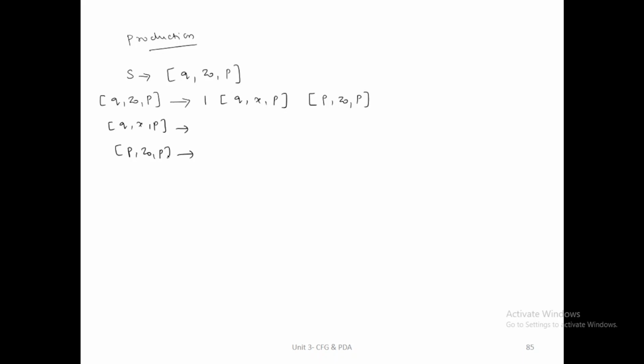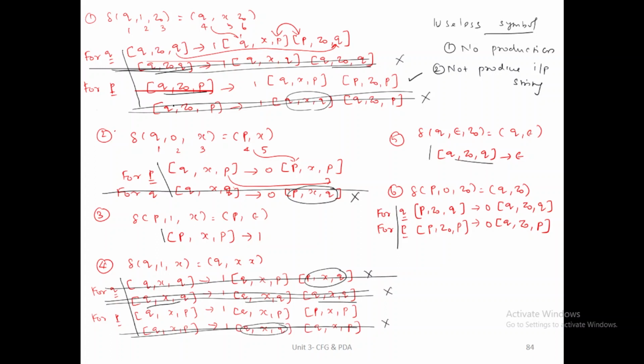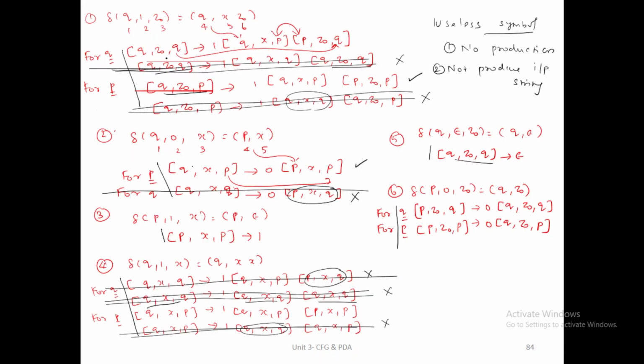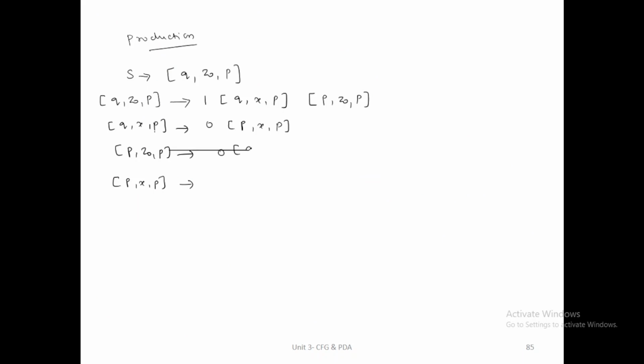So I want to write these productions from the previous ones. First I want to check the QXP production. Here there is no QXP on this side, but on this side QXP is available, and only one. So QXP implies 0 [PXP]. It is a new variable, so I want to write its production here. Then [P,0,P]. Here it is not available; it is available here. [P,0,P] is 0 [Q,0,P]. That's all; this is already available.